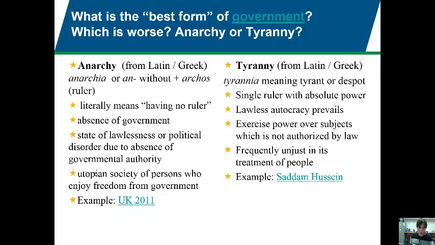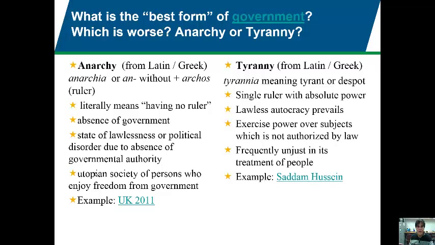So that would be anarchy, having no ruler. And then there's tyranny. Tyranny means that there is a ruler, a single ruler with absolute power, but that ruler just doesn't care about his people. So the people are kind of free to do whatever they want. And often outside of the tyrant's circle, lawlessness prevails. So a lawless autocracy prevails, where you have an autocrat, a ruler who's a tyrant, but just doesn't really care about his subjects that much.